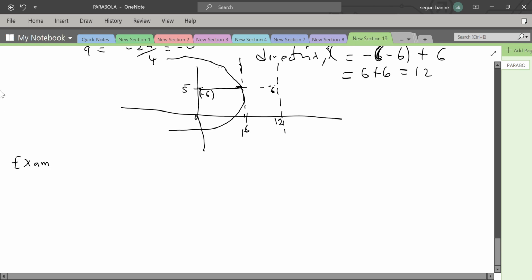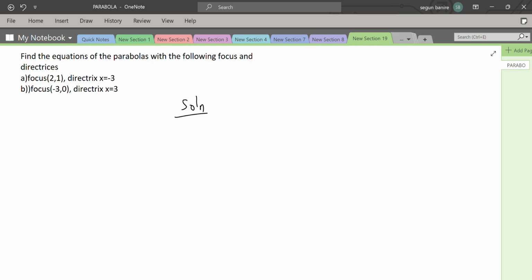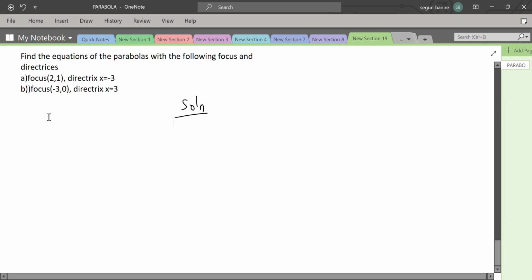So let's look at another example. So example 2, find the equation of the parabola with the following focus and directrix. So for the first one, we have the focus to be 2, 1, and the directrix to be x equals minus 3. So what is the equation of the parabola?